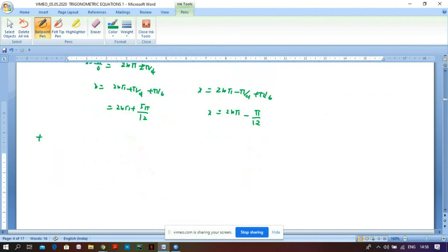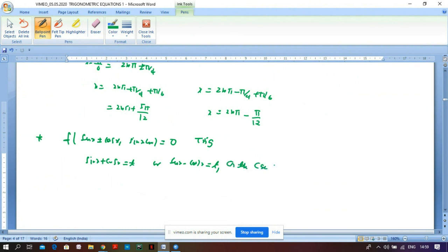Let's continue further with one more example. If you have an expression of the form sin x plus minus cos x and sin x cos x equal to 0, so if you have trigonometric equations which have these expressions, then consider the substitution sin x plus cos x is t, or sin x minus cos x equal to t, as the case may be. So as the case may be, you can go for the substitution.